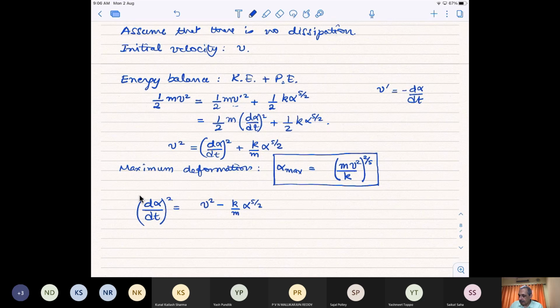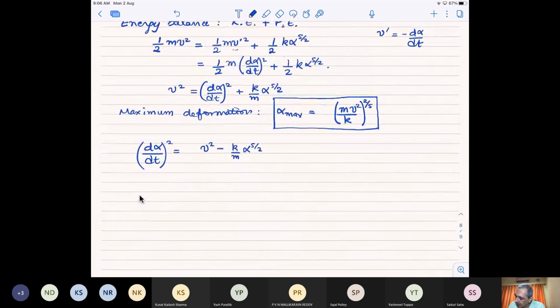And so, if you take the square root and then rearrange it, then you can easily see that dt is just equal to d alpha divided by v squared minus k by m alpha raised to the power of 5 by 2, raised to the power of half. So this is what it is.